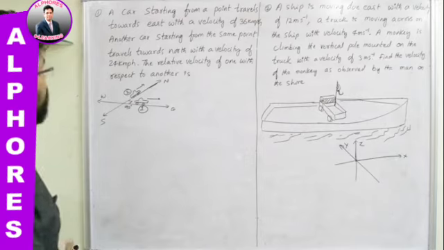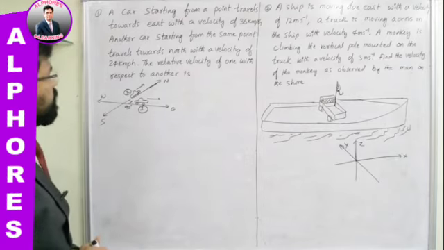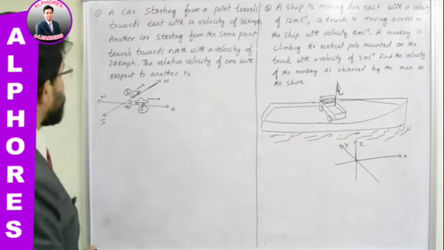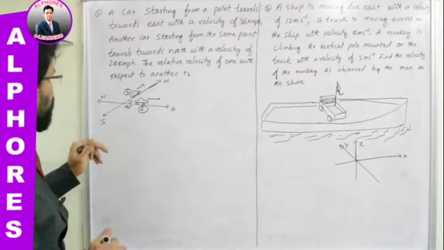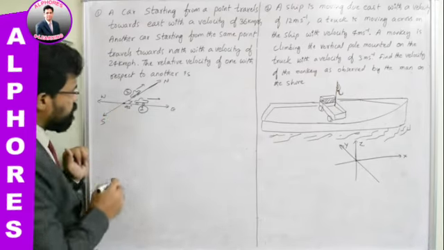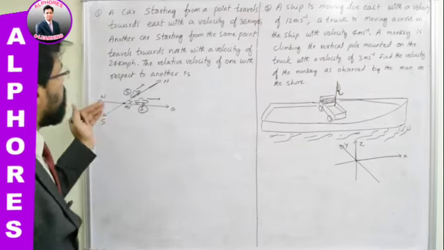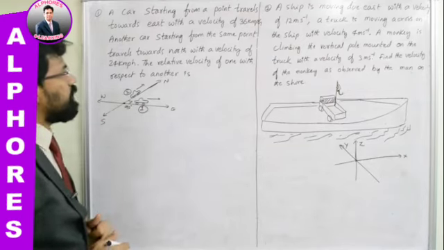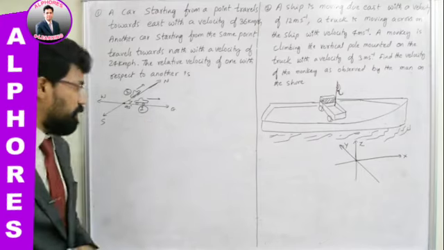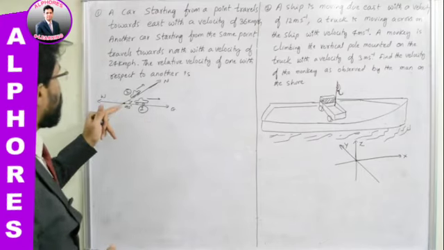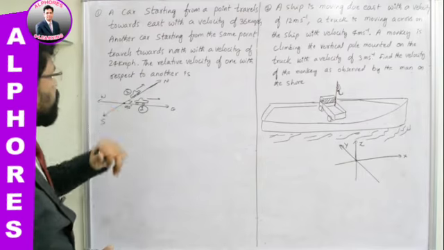The first one: a car starting from a point travels towards east with a velocity of 36 km/h. Another car starting from the same point. Let us say both have started from this origin. This is the east direction, this is the north direction. So the first car is traveling along the east direction with a speed equal to 36 km/h, and the second car is traveling along the north direction with a velocity equal to 24 km/h.